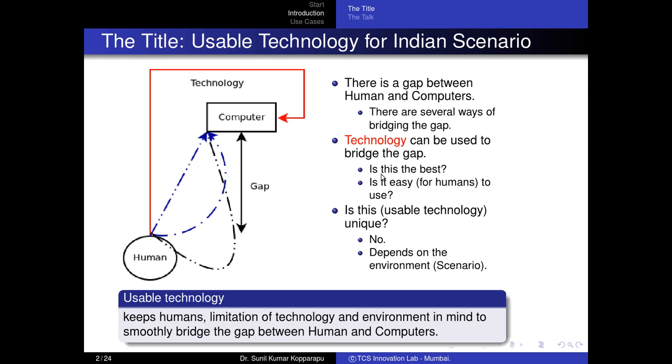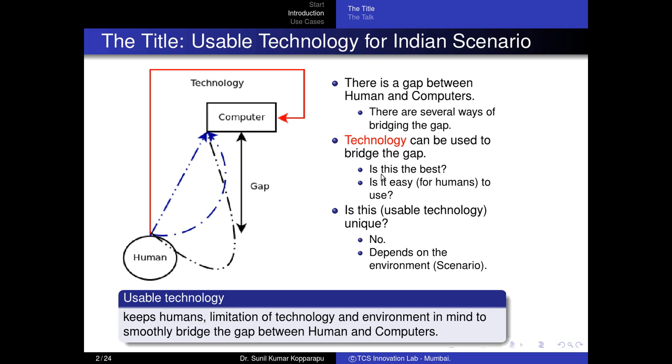My name is Sunil. Now, what does this title actually mean? Usable technology for the Indian scenario. On the left, what you see is a human, which is a circular, flexible kind of a scenario. The other thing is a computer, which is quite controlled, but it has its own idiosyncrasies.